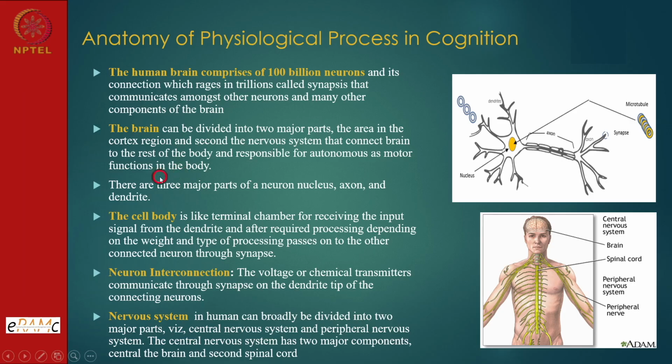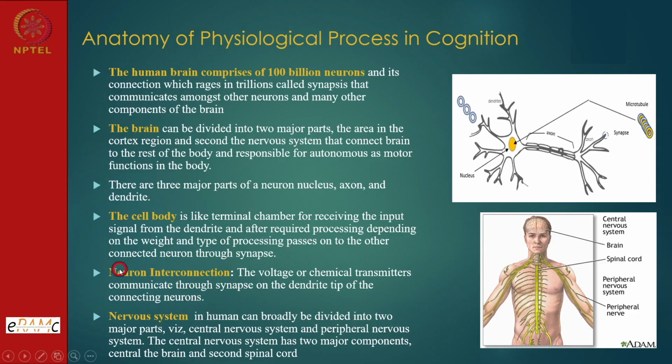Then some details about the cell body. It is a chemical characterization we are doing, like a terminal chamber for receiving the input signal from dendrites, and after completing the processing, it passes on to the connection. One neuron connects to, I think, another 10 or more neurons, and this creates a network, and this is basically cognitive processing. Wherever cognitive processes are occurring, when we take the image of the brain, we get some areas which are more illuminated than other areas. That shows the activation of neurons in those places actually.